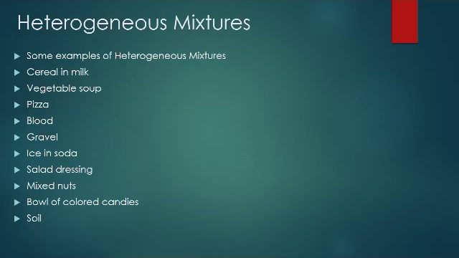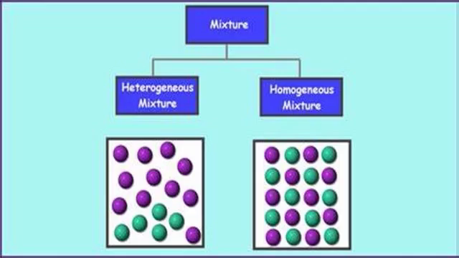Gravel, ice in soda, salad dressing, mixed nuts, bowl of colored candies, and soil. All these are heterogeneous mixtures. So this picture is going to give us more light on heterogeneous mixtures and homogeneous mixtures.